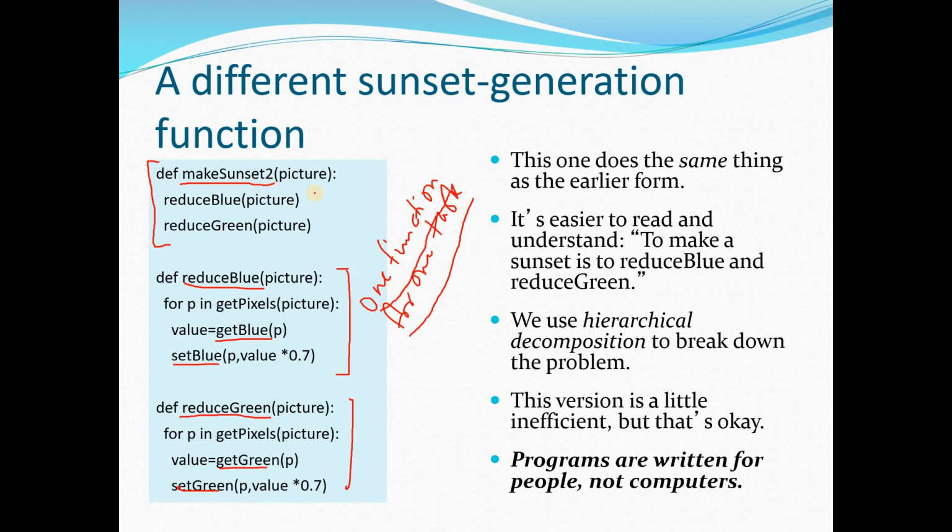And this make sunset 2 is calling these two functions: reduce blue and reduce green. Now you will think, why are we doing all this? Why did we increase the code size, why all these extra things? Both these functions, make sunset 2 and the previous make sunset, do the same thing, but this one is now more easy to read and understand.